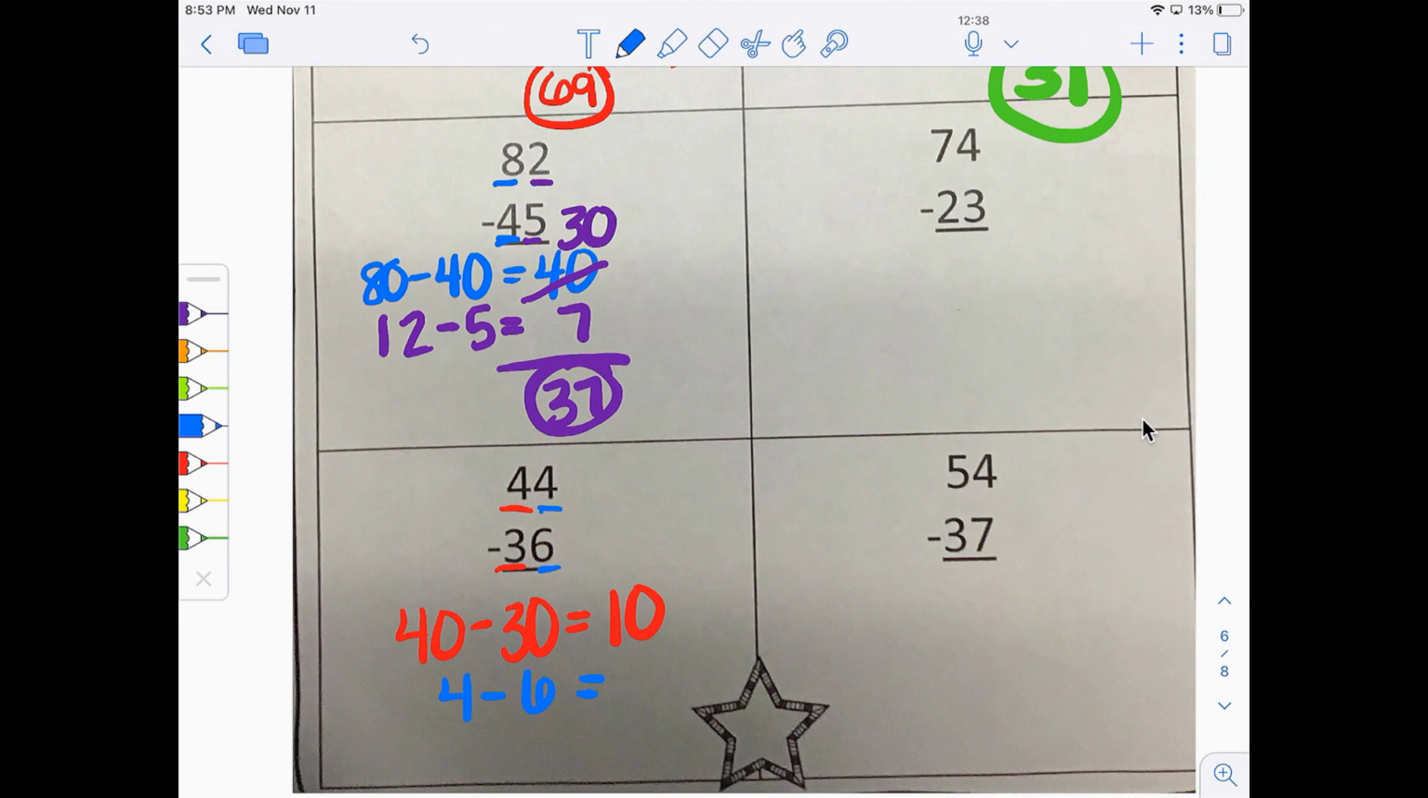So I'm going to borrow from that 10, and I only have 10. So that actually becomes a 0. And then down here, I do 10 plus 4 to get 14. So now I have 14 minus 6, which is 8. And if I were to put these back together, it's just 0 plus 8. So my answer is 8.